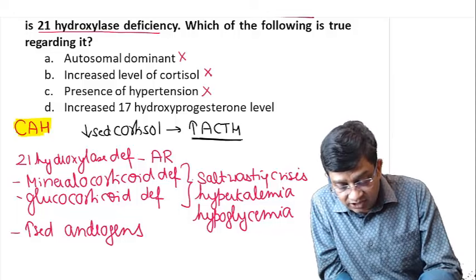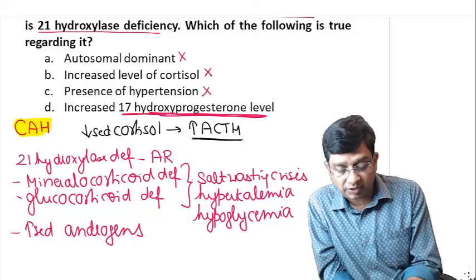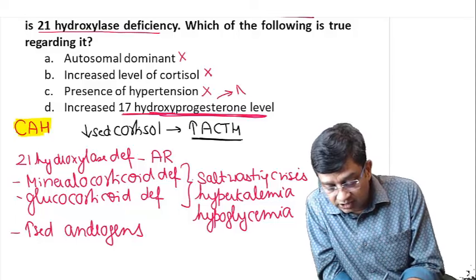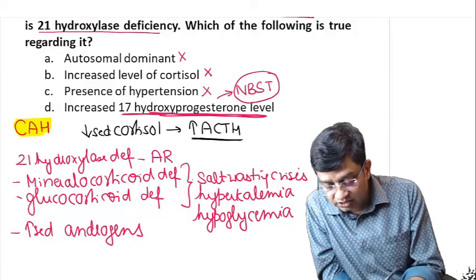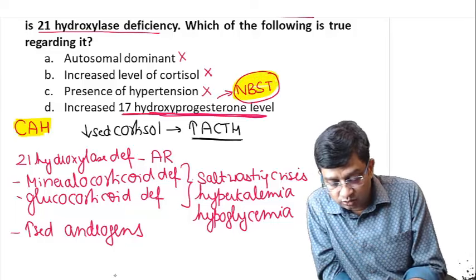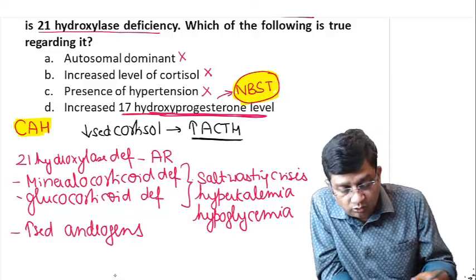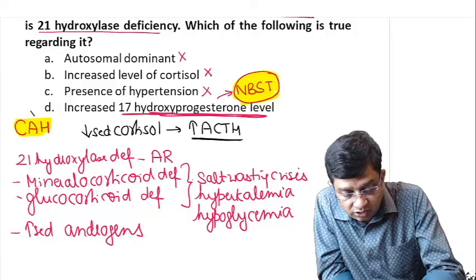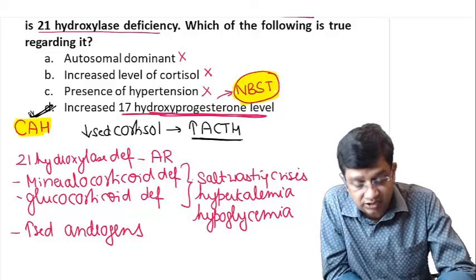And this 17 hydroxyprogesterone level, this is another one liner to be remembered. It is used as newborn screening test. This is particularly used as what? Newborn screening test. So what we say here, first they are ruled out. So the answer goes in the favor of D choice. This is the answer D here. This is the true regarding this.